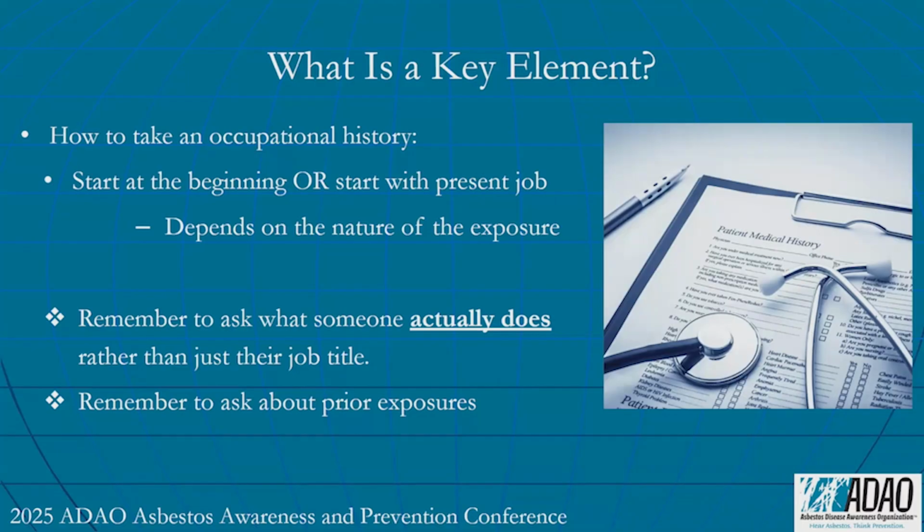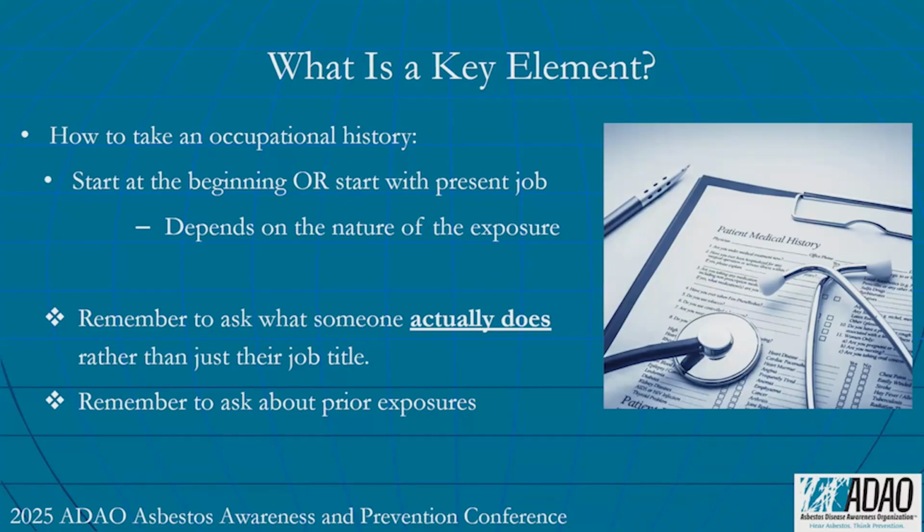You can start at the beginning, or you can start with what they do now, and it depends on the nature of the exposure. If someone has just been exposed to something, you want to know exactly what they were doing, or if they have a new onset symptom, you want to know what has changed. If someone comes to you with a desk job, but they have a disease that may be related to an exposure, you need to find out what they've done throughout their career. You need to find out what they actually do, not just their job title, and you want to know about prior exposures.